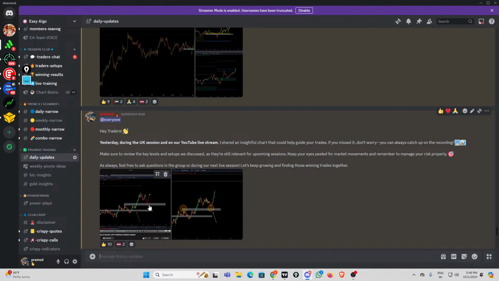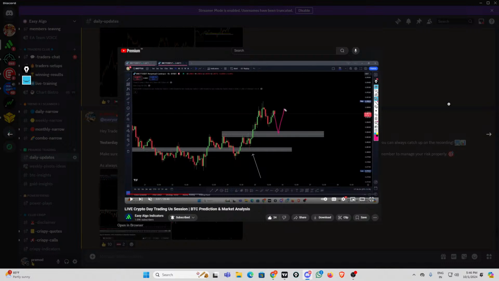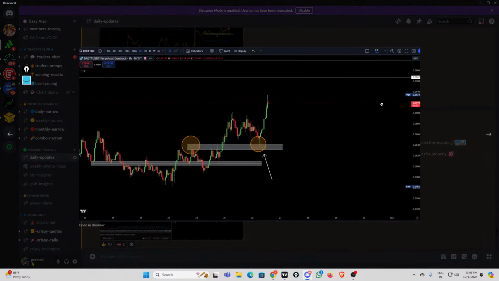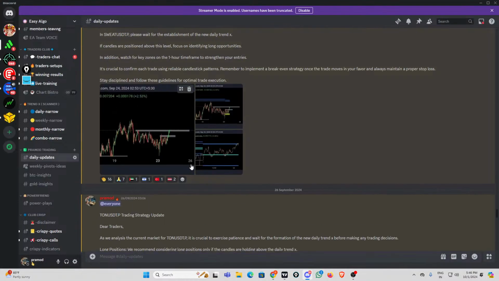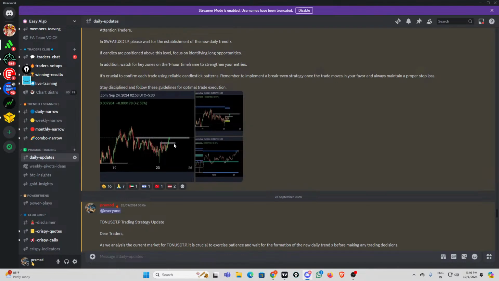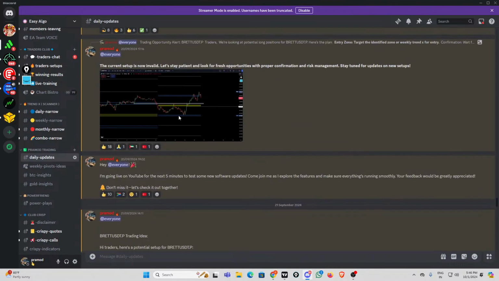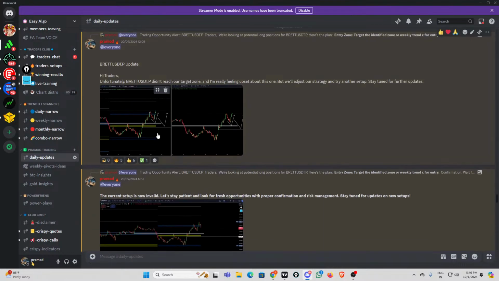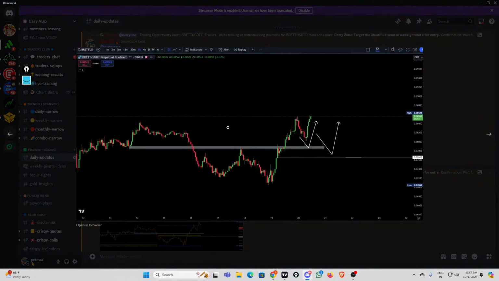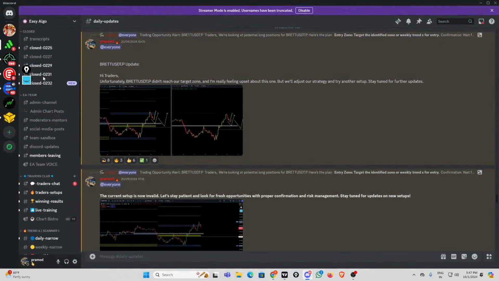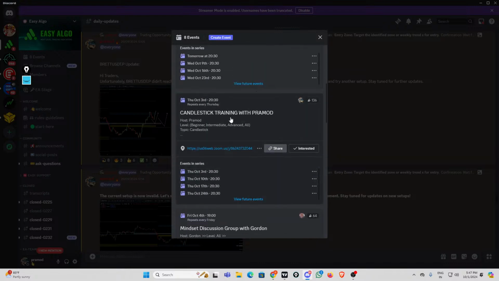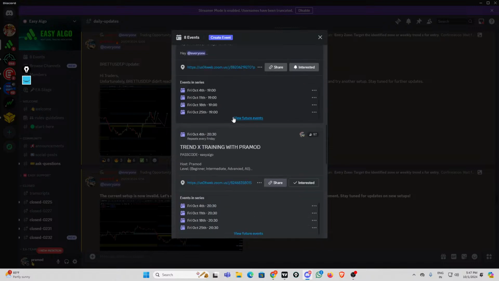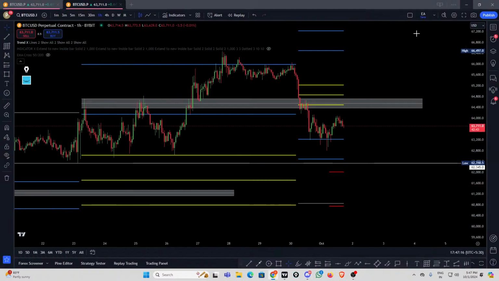So our trade was from here, I gave it here, you can look at this, correct? We will be posting everything here. We are not providing any signals, but when we see any good setup, I'll be posting here with our indicator and with a plain chart. We also have trainings: we teach Trend X, candlestick patterns, and Indicator X.